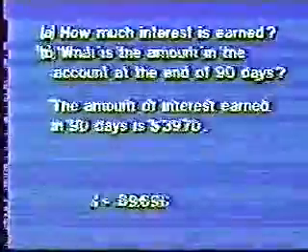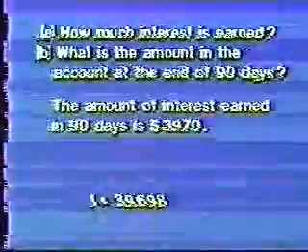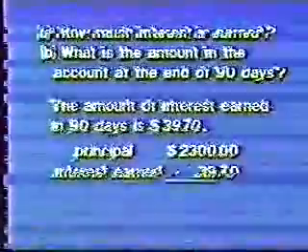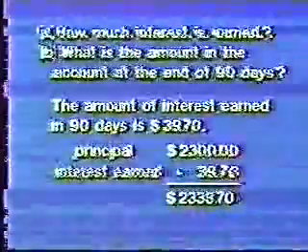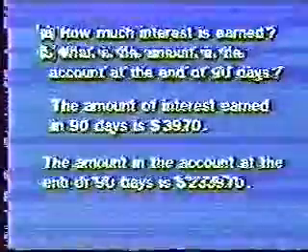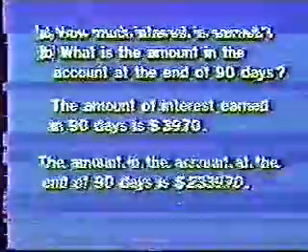Now let's turn our attention to the B part of the problem. What is the amount in the account at the end of 90 days? Well, the amount in the account is the original investment into the account of $2,300 plus the interest that has been earned over that period. So we simply take the principal and we add the interest earned. So we have $2,339.70. The amount in the account at the end of 90 days is $2,339.70.